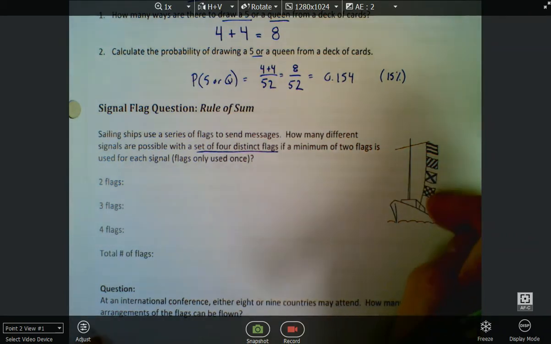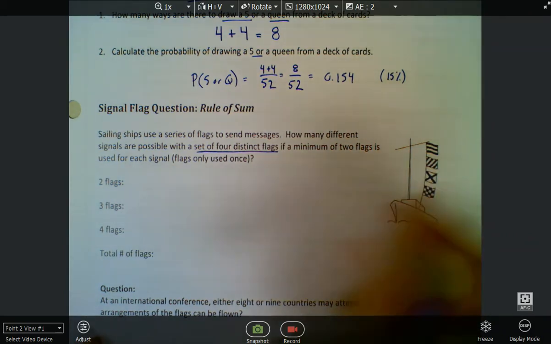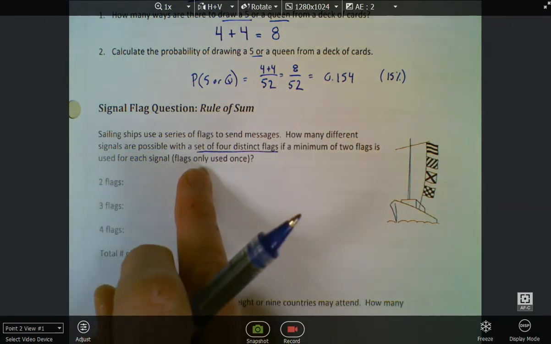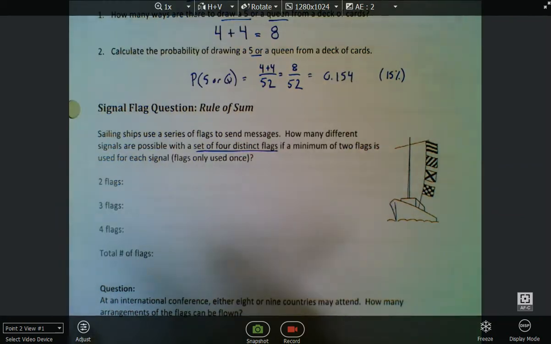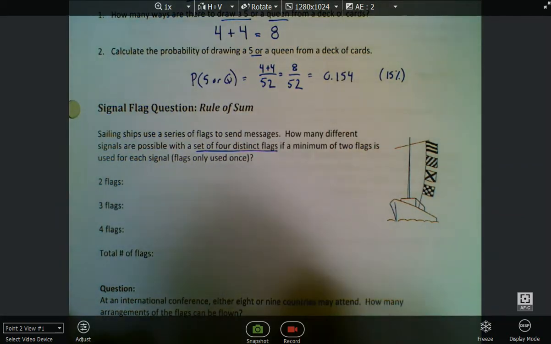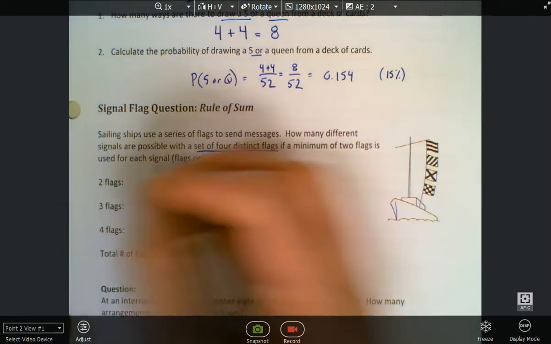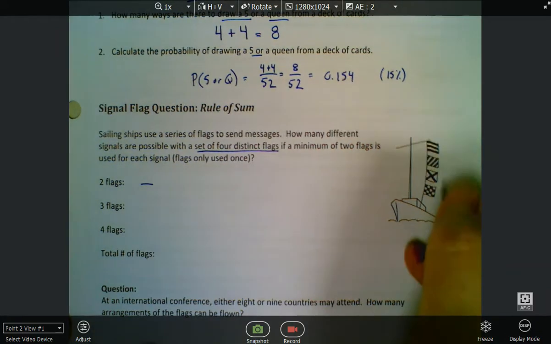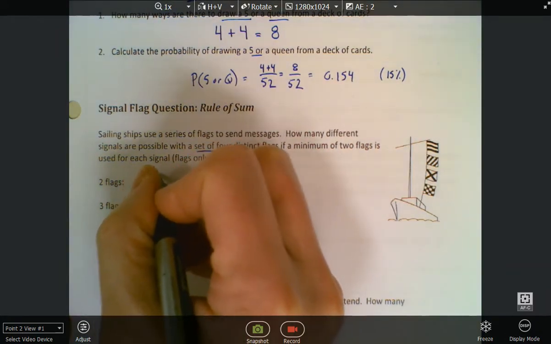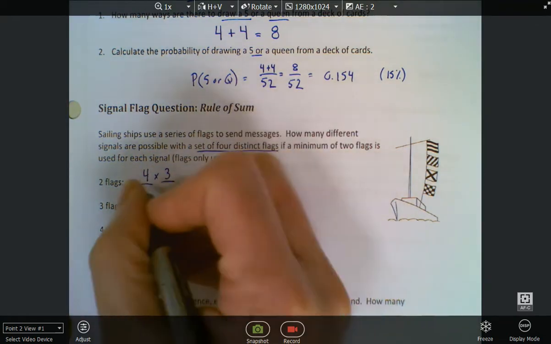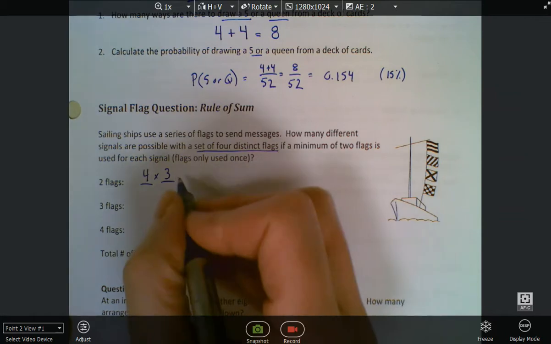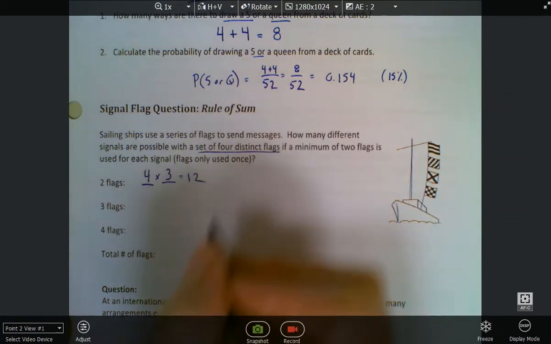So how many ways can we select 2 flags? And the other way to look at it is and then you could use 3, or you could use 4 flags and then find out the total. Well, how many ways are there of selecting 2 flags? Since there are 4 distinct flags, the first option we have 4. Now we've used one of them, 3 left, so we use the fundamental counting principle to figure that out. We end up with 12.